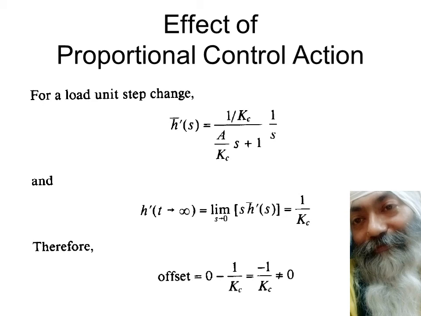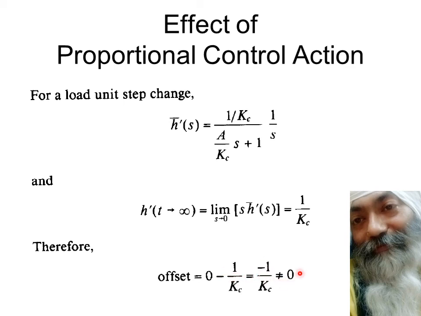Let's try and see if the same thing is true for unit step change in load. This is the one which we get for the load, and we put 1 upon S. And again, when we apply the final value theorem, it comes out to be multiplied by S, this thing goes, and put S is equal to 0, and you are left with only 1 upon Kc. So there is no change in set point, and the final value is 1 upon Kc. The difference between the two is given by 0 minus 1 upon Kc, which is equal to minus 1 upon Kc.